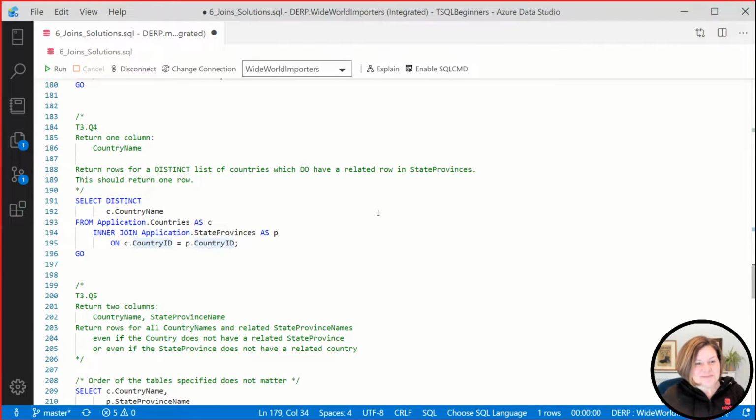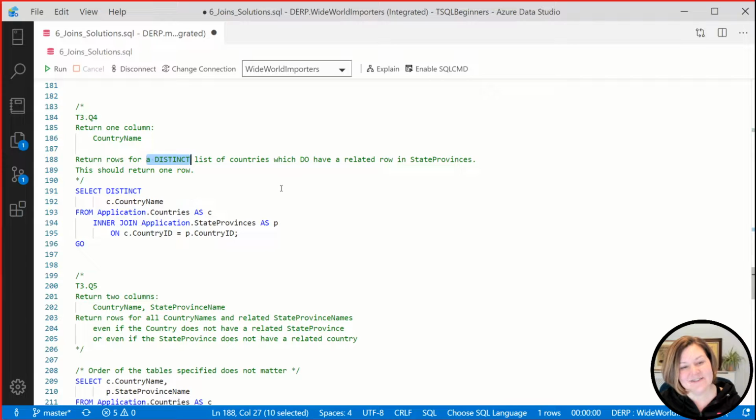Question 4. We, again, want to return one column, which I've actually followed the instruction this time. And this time we're going to use the word distinct. We want to return a distinct list of countries which do have a row in state provinces. This should return one row.